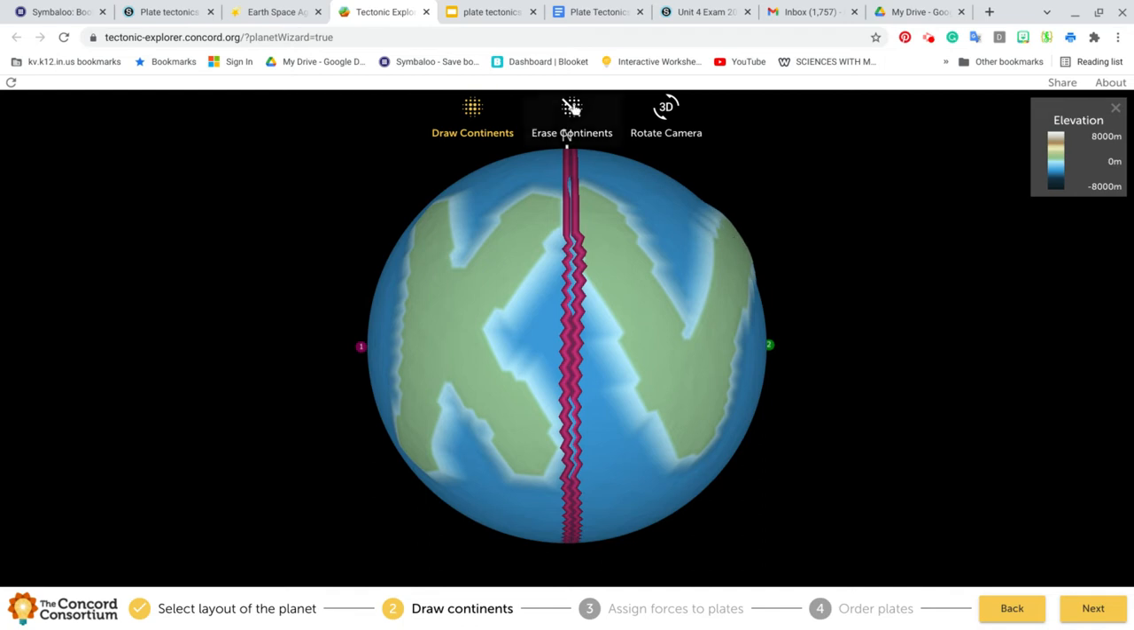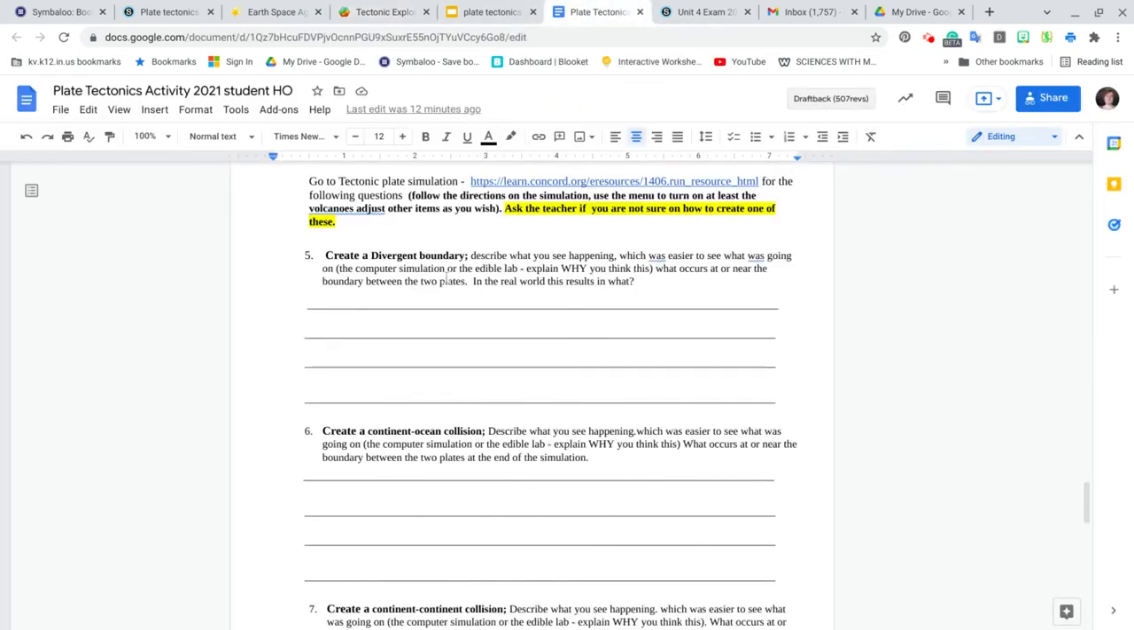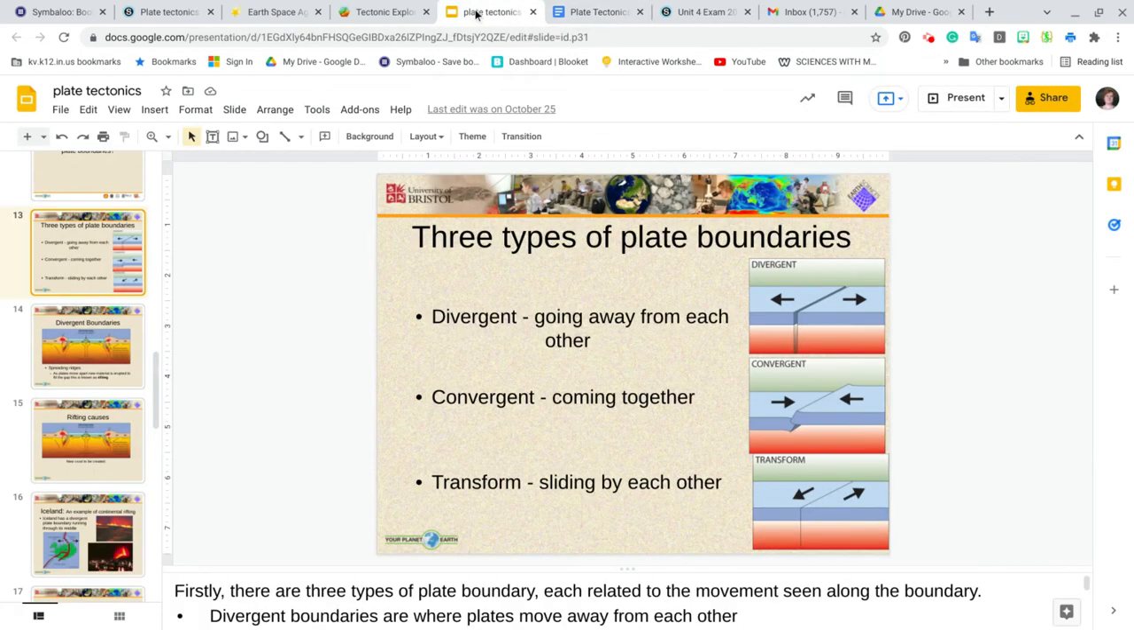There. Okay. You can erase, you can rotate, but this is fine. Okay, I've drawn my continents. Next, draw force vectors. Well, let's go and see what my instructions are. The first one, it says create a divergent boundary. If you don't remember what the divergent boundary is, you guess what I'm going to tell you to do? I'm going to tell you to come here and look.